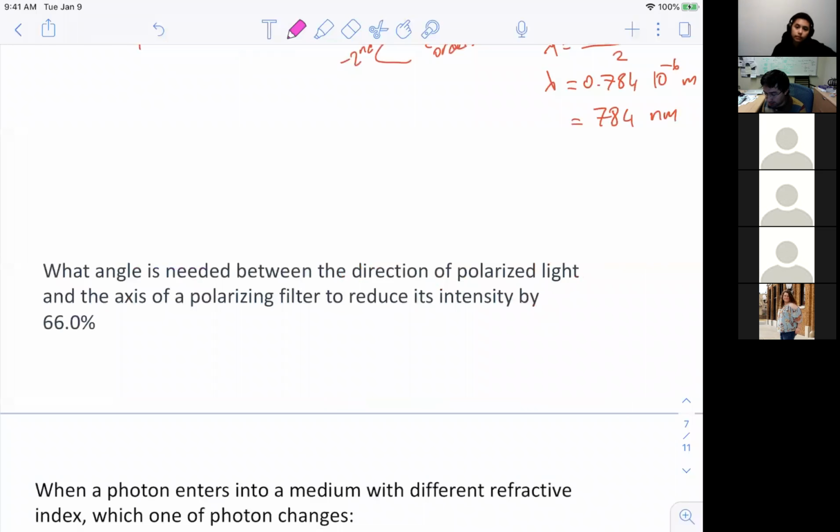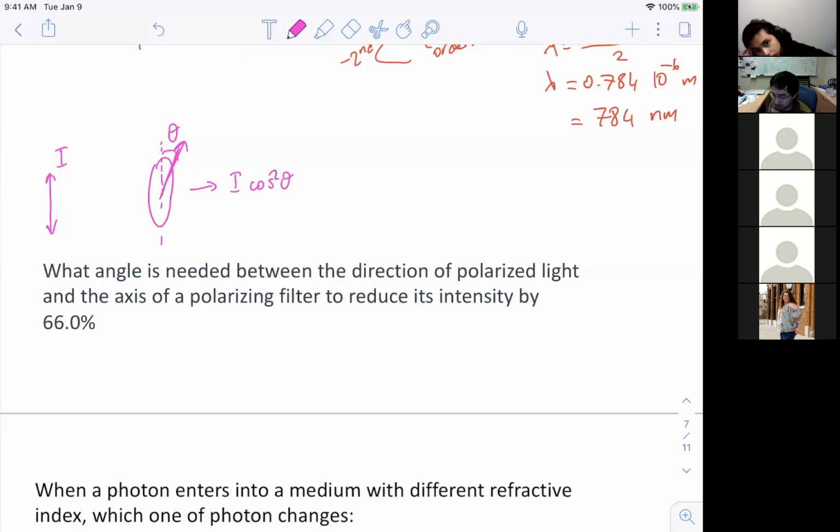What angle is needed between the direction of polarized light and the axis of a polarizing filter to reduce its intensity by 66%? So what's happening here, you have polarized light. Let's say I assume it's a vertical polarized light. And the polarizer axis is making an angle, let's call it theta. If you're sending some intensity I, the transmitted intensity is going to be I times cosine squared theta.